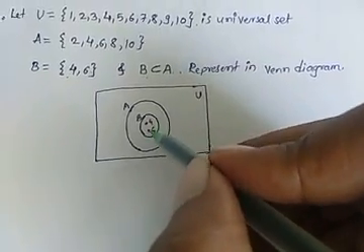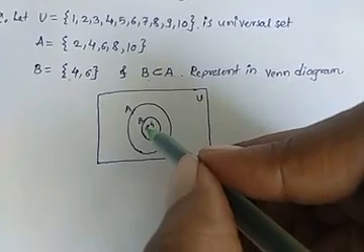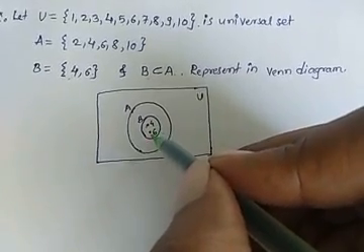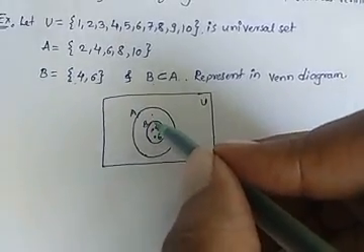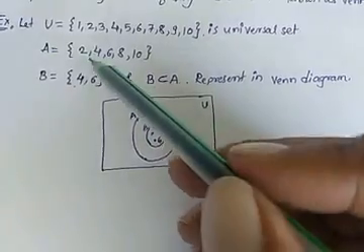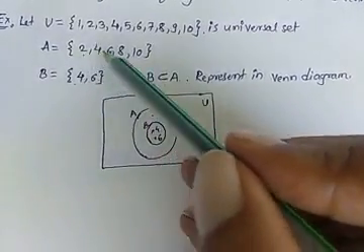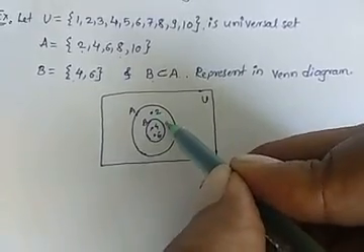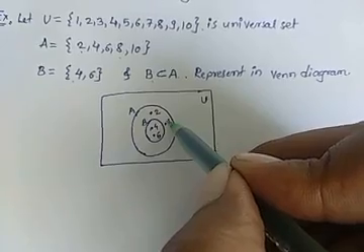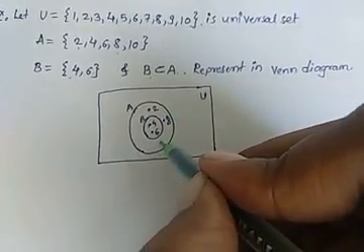Now 4 and 6 are present in set A and B also, so we represent them in set B. We don't represent them in the region outside B. Now the remaining elements from set A are 2, 8 and 10. So we plot here 2, 8 and 10.